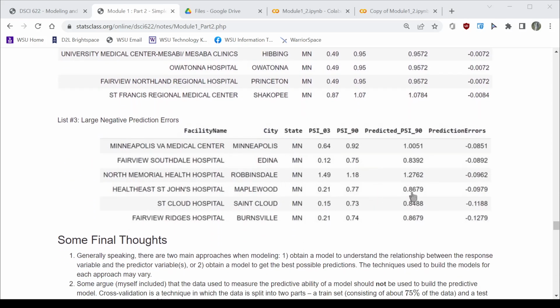List number 3 includes places where the predicted PSI 90 score is actually higher than their actual score. So for, let's say, St. Cloud Hospital, their actual score was 0.73. I predicted their PSI 90 score to be about 0.85. So they're actually under what I would anticipate their PSI 90 score to be given their PSI 03 rate. So negative prediction errors here in this particular context are good.